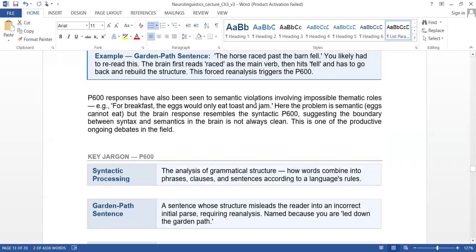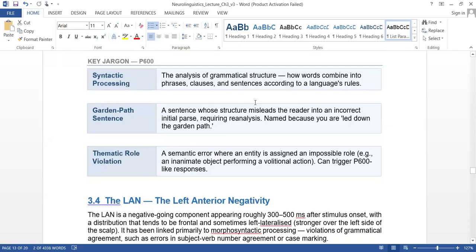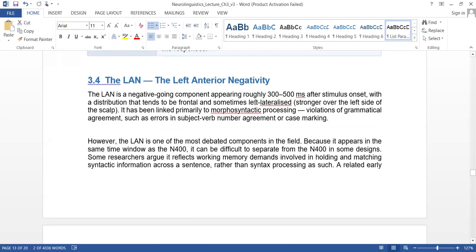P600 responses have also been seen to semantic violations involving impossible thematic roles. For breakfast, the axe would only eat toast and jam. Here, the problem is semantic. An axe can be a noun, but the brain response resembles the syntactic P600, suggesting that the boundary between syntax and semantics in the brain is not always clean. Sometimes, because when it comes to syntax, it's somehow related to semantic meanings as well. So this shows that. You can read on your own all of this jargon's explanation because I've already talked about that.